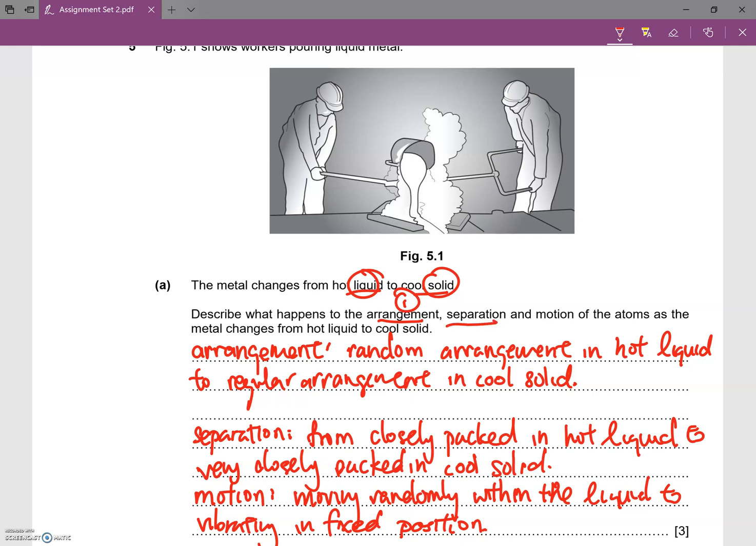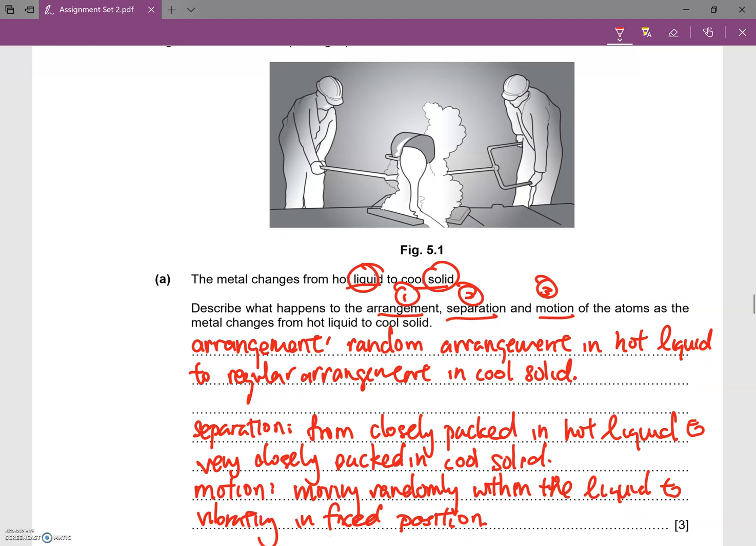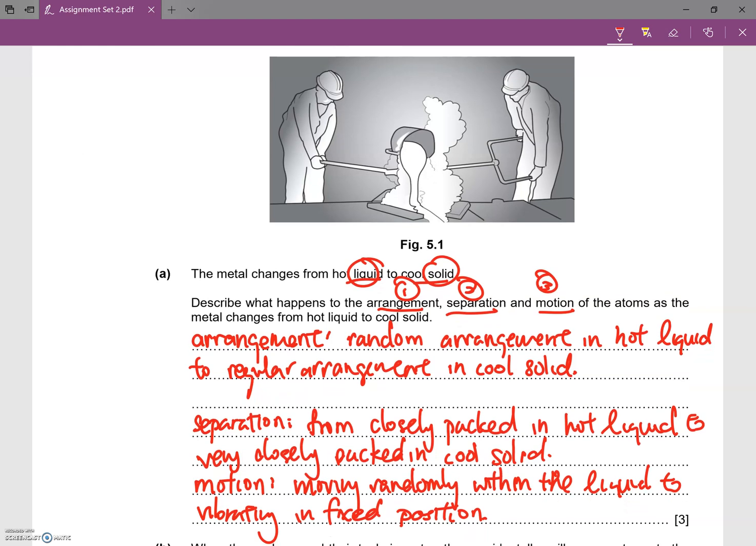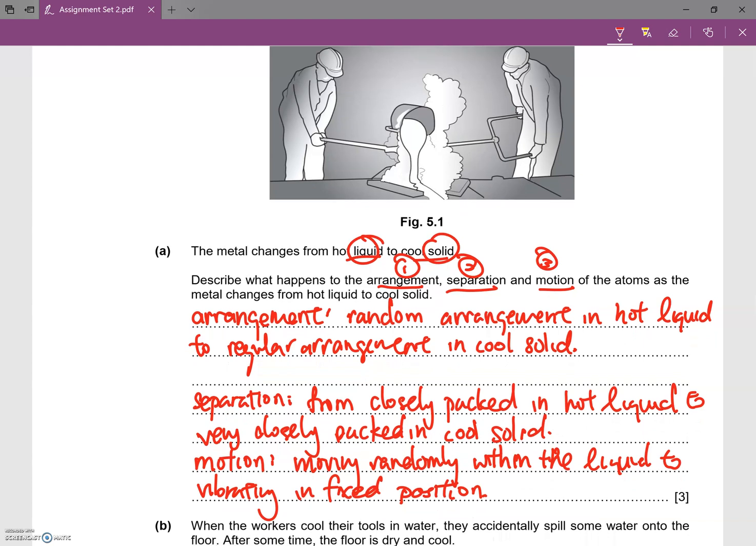First thing we need to talk about is separation. Second thing we need to talk about is the motion of the atoms as the metal changes from hot liquid to cool solid. So to do this, let's chunk our question up into three main segments. Let me use a different color ink now. So: arrangement, separation, and motion.